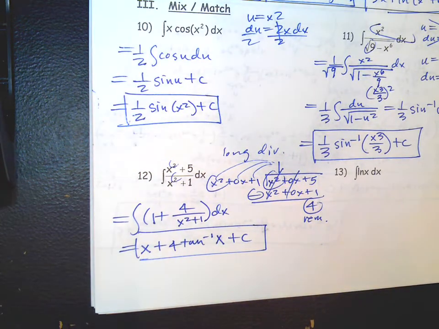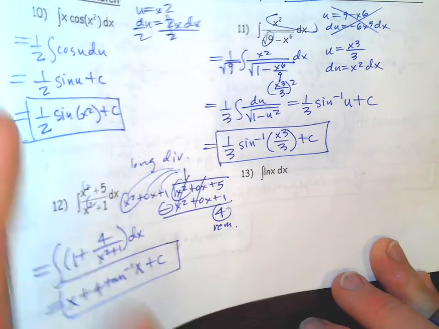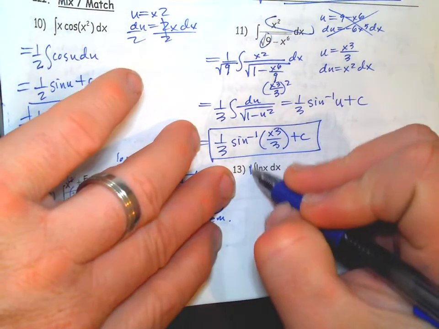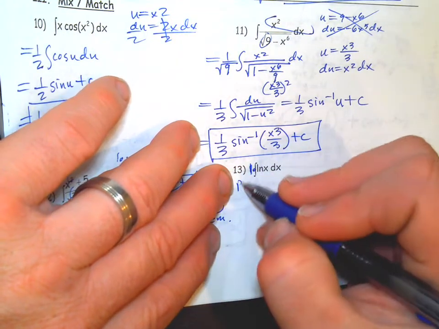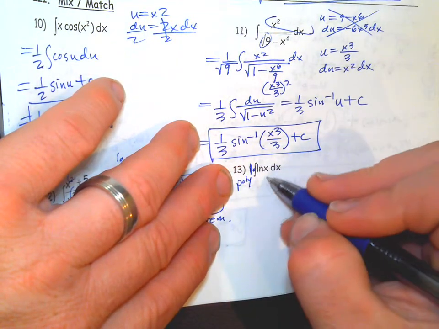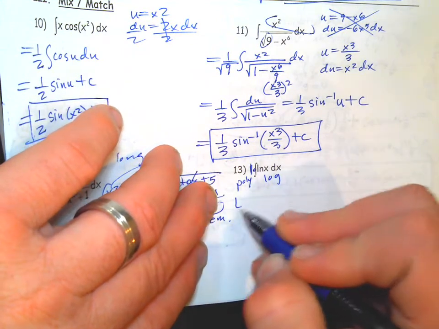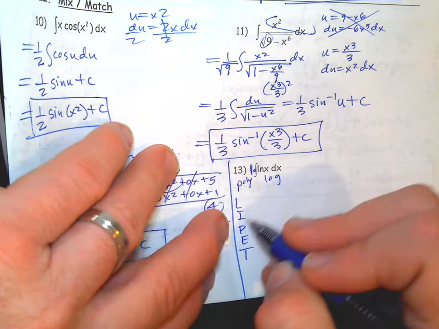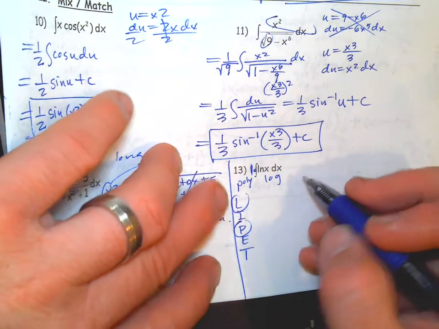All right, last one. Natural log of x, we didn't memorize it. Maybe we've seen it a couple times now. This is actually, I think, the third time we say, oh, okay, let's trick it. Let's make it look like integration by parts. So we have LIPET, no shortcut.